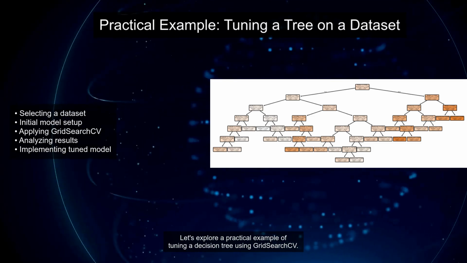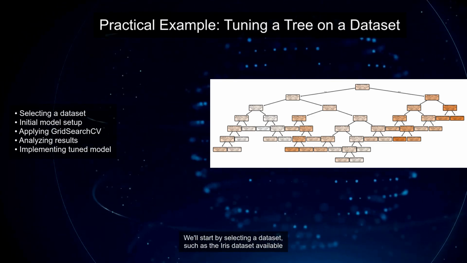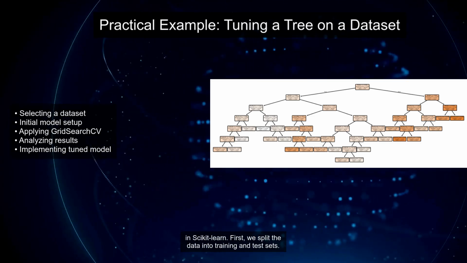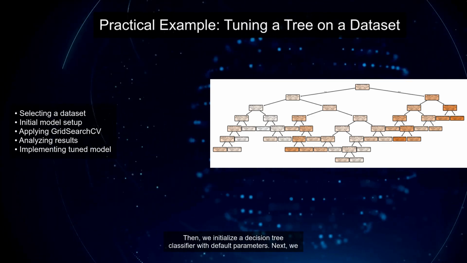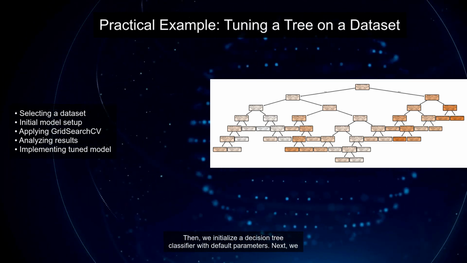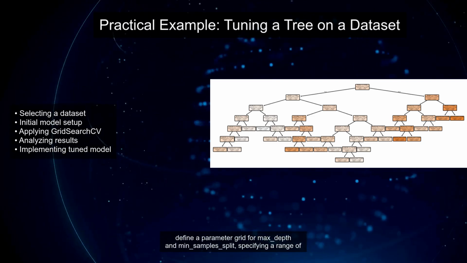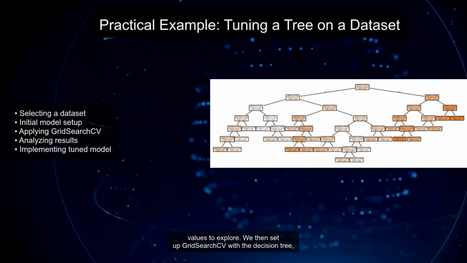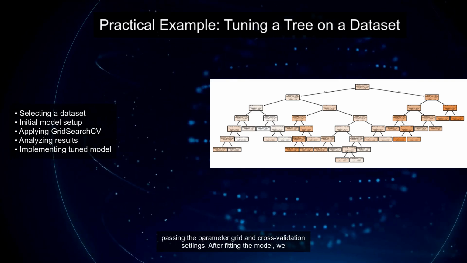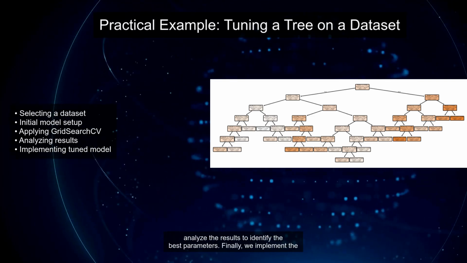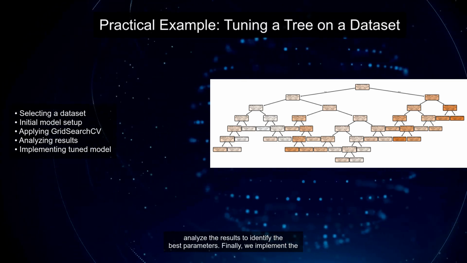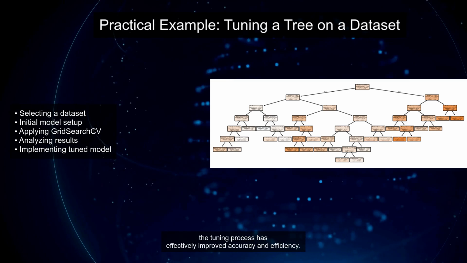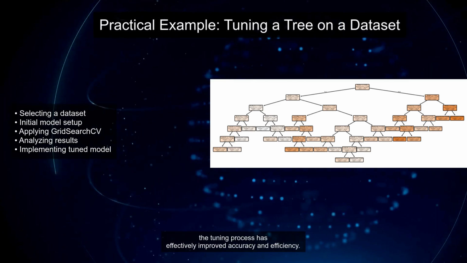Let's explore a practical example of tuning a decision tree using grid search. We'll start by selecting a dataset, such as the iris dataset available in Scikit-learn. First, we split the data into training and test sets. Then, we initialize a decision tree classifier with default parameters. Next, we define a parameter grid for max_depth and min_samples_split, specifying a range of values to explore. We then set up grid search with the decision tree, passing the parameter grid and cross-validation settings. After fitting the model, we analyze the results to identify the best parameters. Finally, we implement the tuned model on the test set, evaluating its performance to ensure that the tuning process has effectively improved accuracy and efficiency.